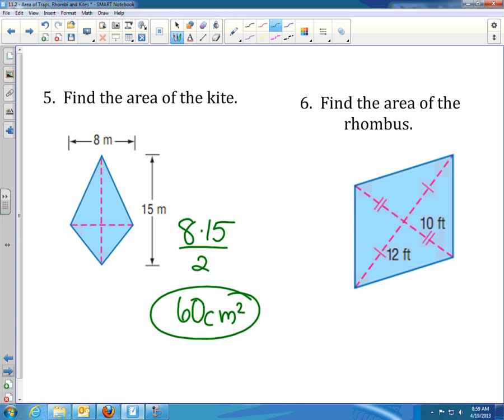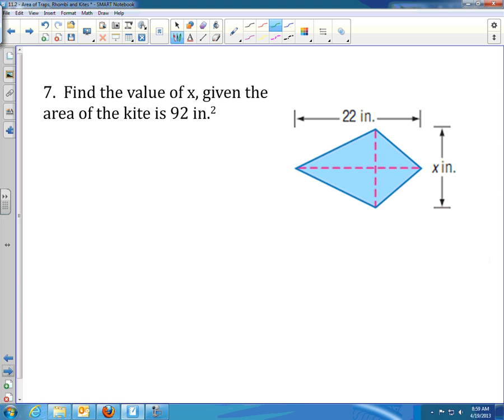Now looking at number 6, number 6 doesn't give us the full diagonal, but they gave us a portion of it. These little lines here mean that these two sides are congruent. So this is 12, and then this one's also 10. If we add those, you're going to go ahead and get this one diagonal here is 20, and this diagonal here is 24. So now using the formula we just talked about, try that one out.